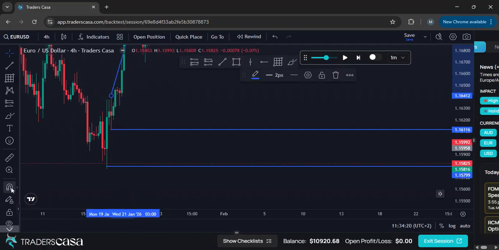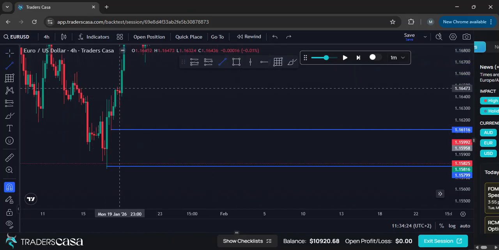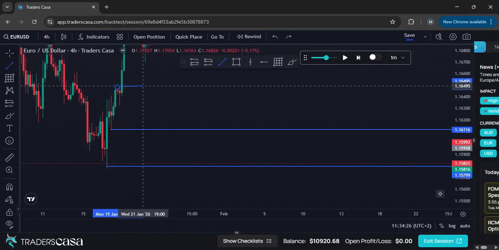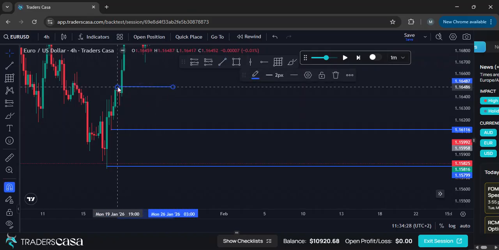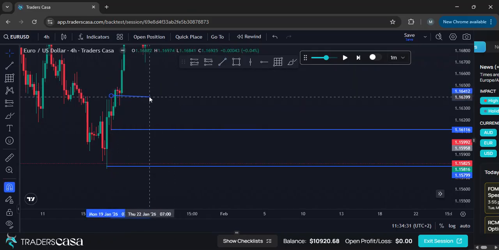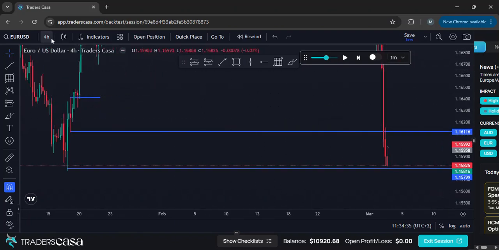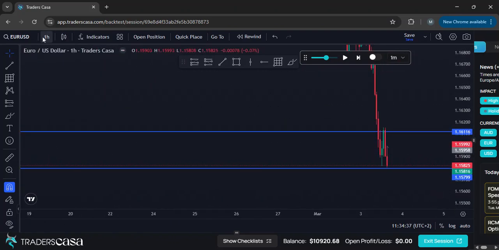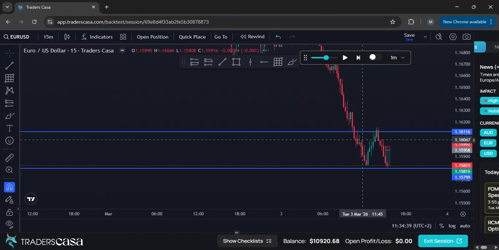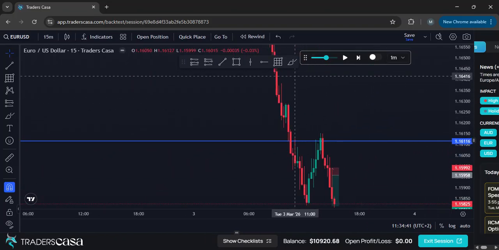Why isn't this working? This thing just flew up. You have this, and then this is a low. Yeah, here's your break of structure, so that could be a low. Now, on the 1 hour and 15 minute, everything's bearish, so we are simply looking at sells.